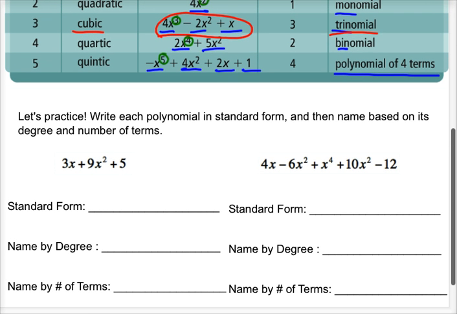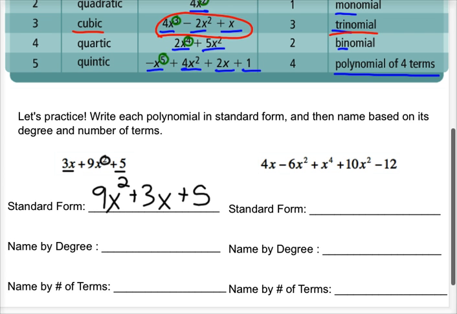So let's look at our examples. We want to write each polynomial in standard form and then name it based on degree and number of terms. So looking at that first one, the highest degree I see, the highest exponent, is a 2. So I'm going to write the 9x squared first. Then I go to the next one, the 3x. And then finally, the constant is always going to be last, that number by itself. Okay, so I've arranged it based on the exponents. So successfully in standard form.